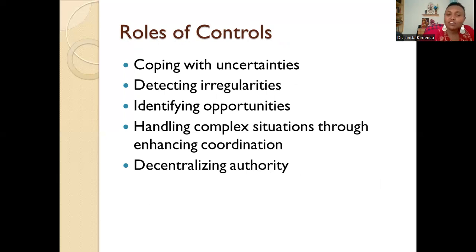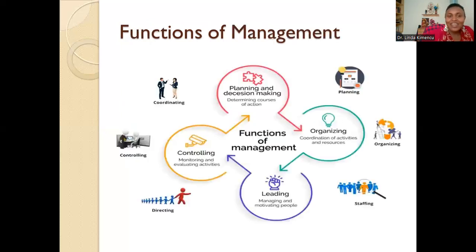So why do we do the control function? We do the control function so that organizations can deal with uncertainty, to detect if there are any irregularities. Maybe you have set very low standards, so that becomes an irregularity. To identify opportunities, probably there are gaps that you can take advantage of. To handle complex situations, and to decentralize authority. I would wish that you review this a little bit more, find out which kind of controls you would have for each of these functions.